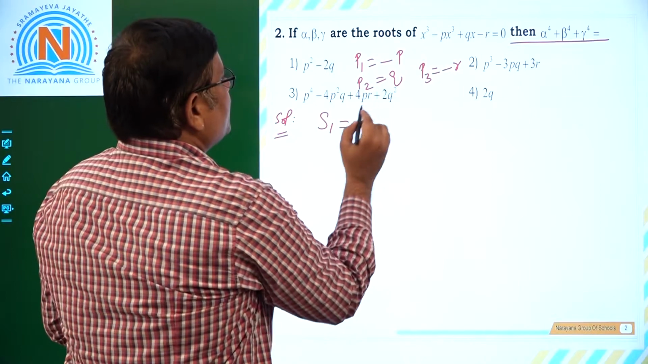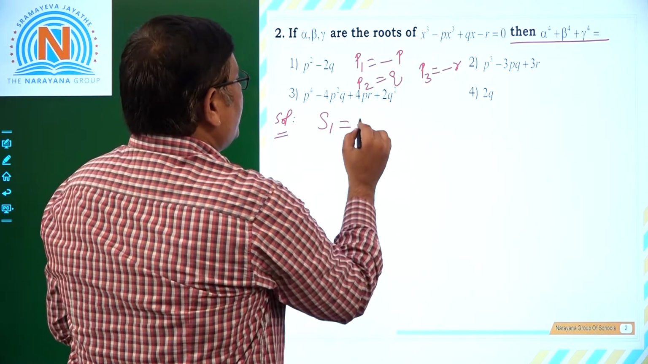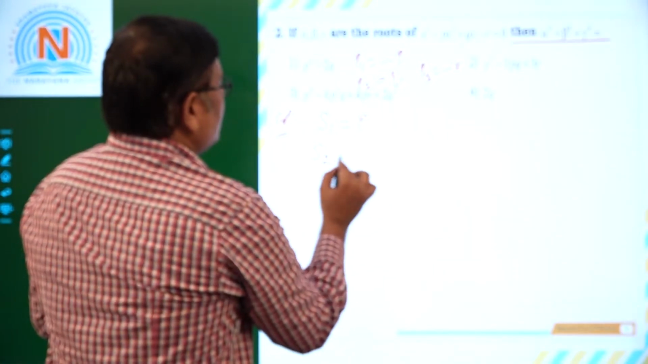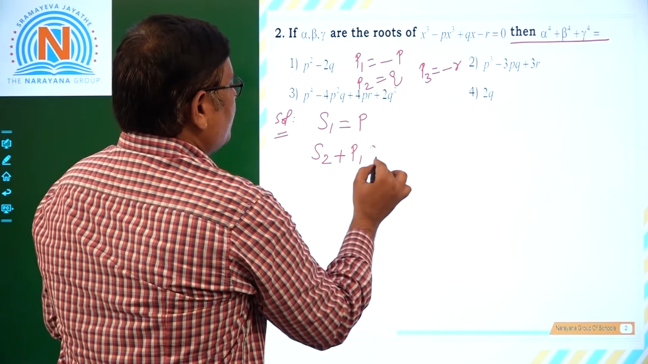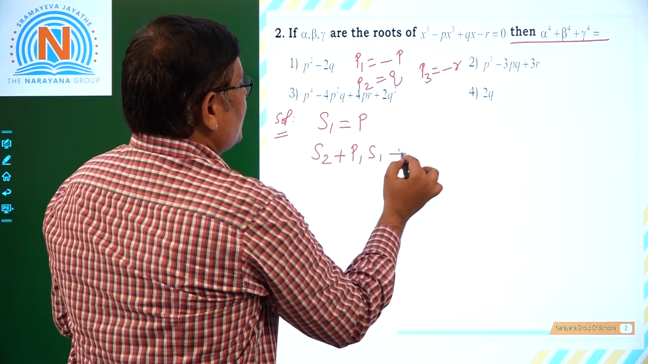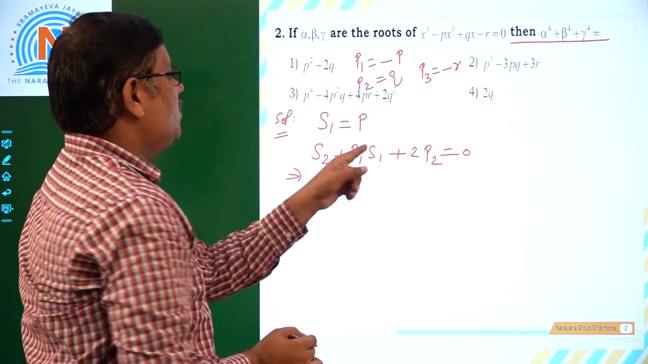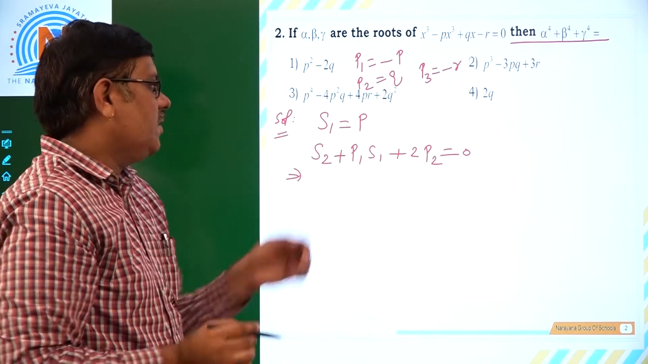Now S1 is how much? Minus of minus P, that is P. S1 is P. Now we have S2 plus P1 into S1 plus 2P2 is equal to 0. This is the relation we have between S2 and S1, P1, P2, so that we can find out the S2 value.